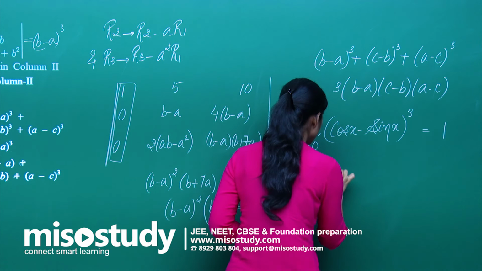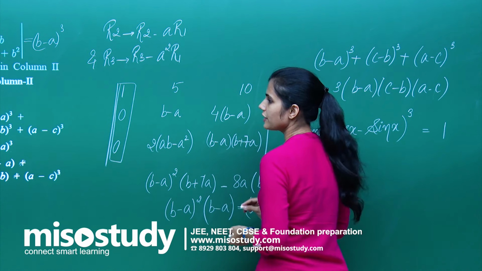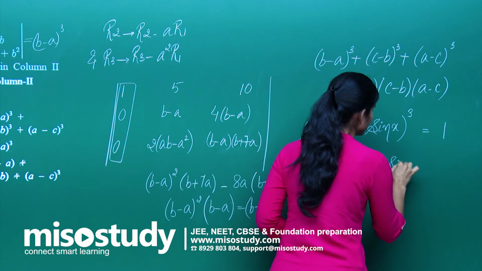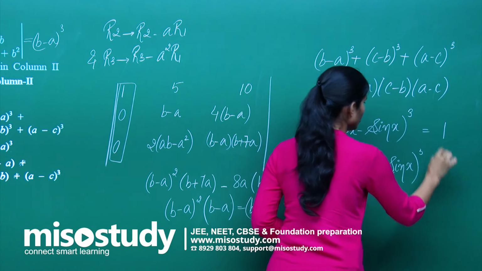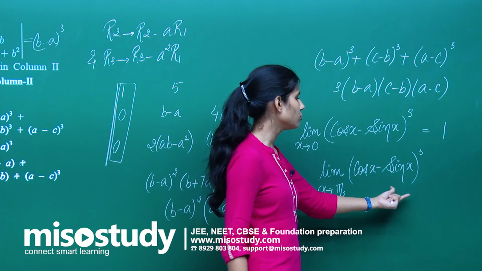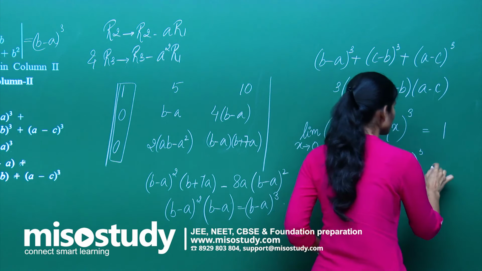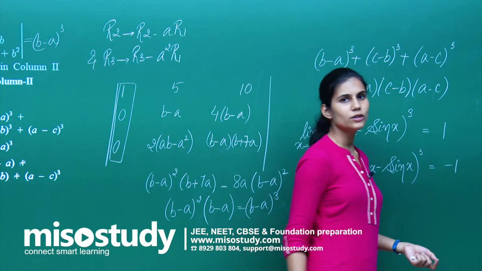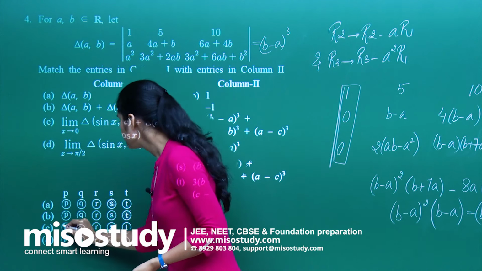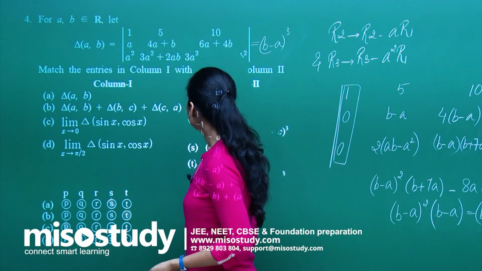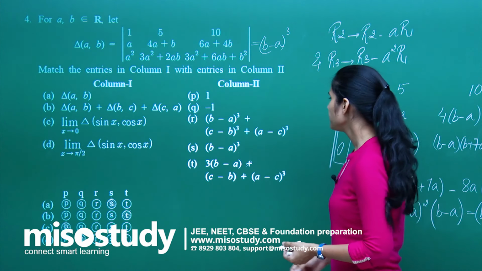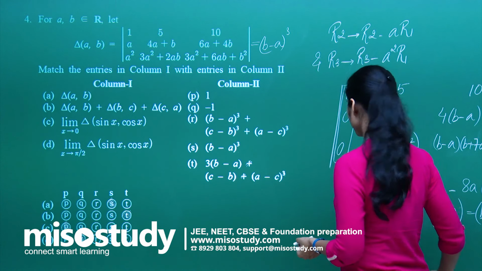And on the other hand, if I talk about the next one, that is x tends to pi by 2, again cos x minus sin x whole cube. This is going to be limit x tends to pi by 2 of cos x minus limit x tends to pi by 2 of sin x, whole cube, which is going to give you 0 minus 1, that is minus 1 whole cube, which is minus 1. So you basically get C gets matched to P and D gets matched to Q. Understood? So over here, this is what we basically obtain.